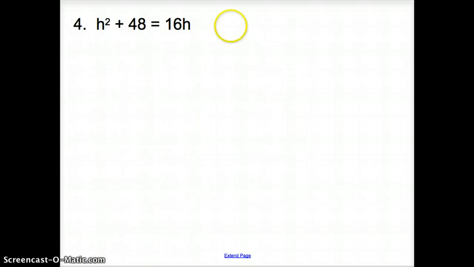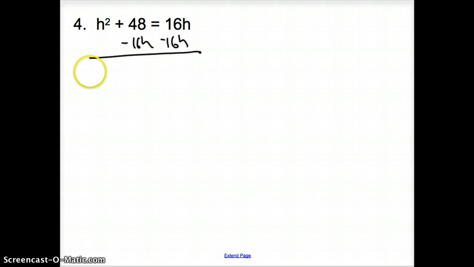Let's try one more example. For number 4, we have h squared plus 48 equals 16h. Well, does it equal 0? It does not equal 0, correct? So what do we have to do? I have to subtract the 16h over to the other side. So I subtract the 16h over here. So now our new equation is h squared plus 48 minus 16h equals 0.